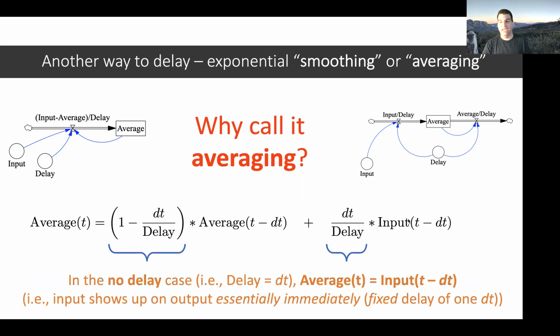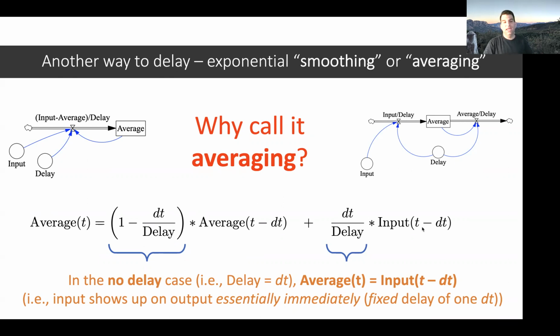So in the no delay case, where delay is equal to the time step, which basically means that in one time step, whatever happened on the input will show up on the output, then this term goes away because delay is equal to dt. So this becomes a 1 and this becomes 1 minus 1, and this whole term drops off. It just becomes a 0. And in that case, this term here just becomes a 1. And so the average, which is the output here, will be equal to exactly what the input was at the previous time step.